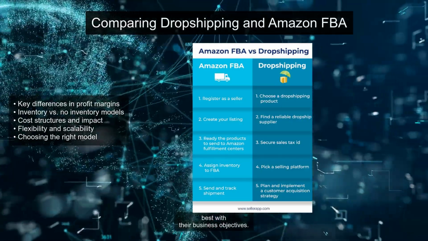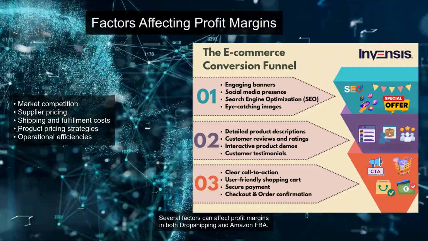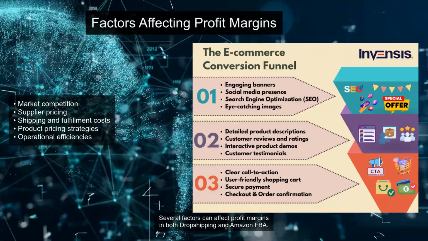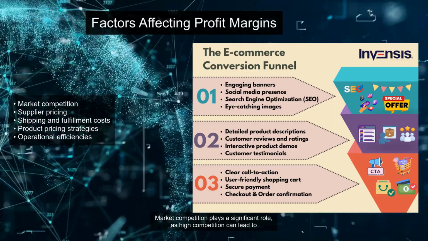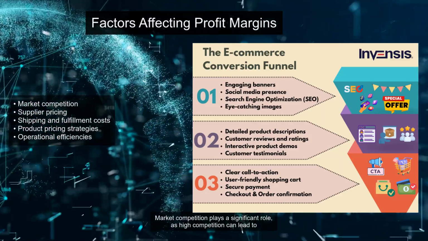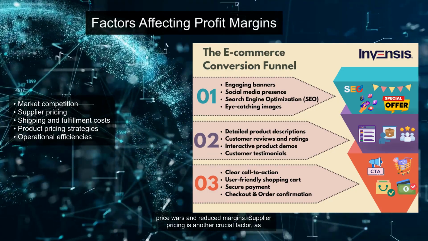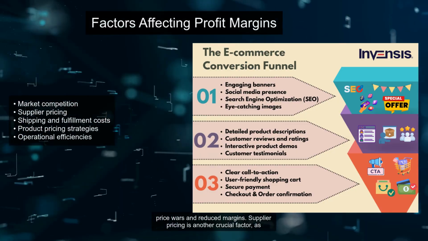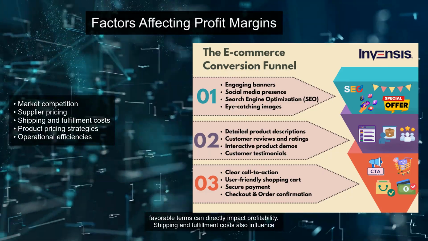with their business objectives. Several factors can affect profit margins in both dropshipping and Amazon FBA. Market competition plays a significant role, as high competition can lead to price wars and reduced margins. Supplier pricing is another crucial factor, as favorable terms can directly impact profitability.